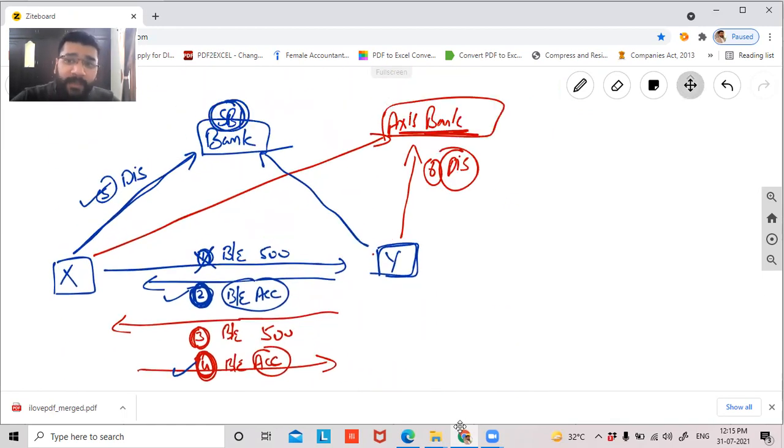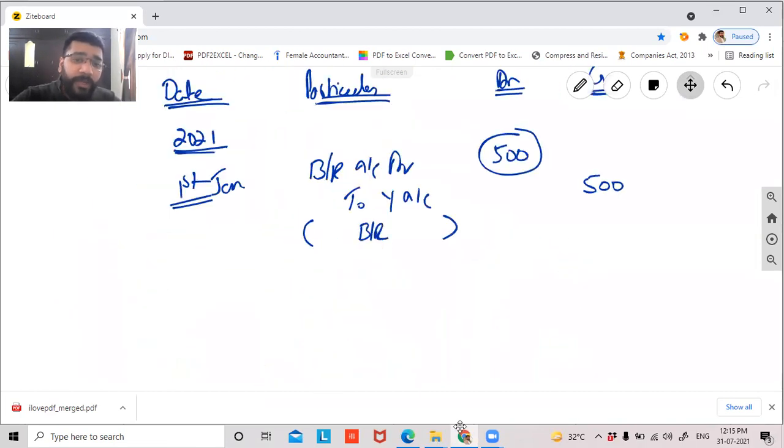Then finally, what is happening, guys? On the 6th entry, Y is discounting. So I will be recording that in Y's book. And finally, 7th, what is happening? The bill is being settled. The bill is honored. So honoring of the bill on the due date. What will be the entry?